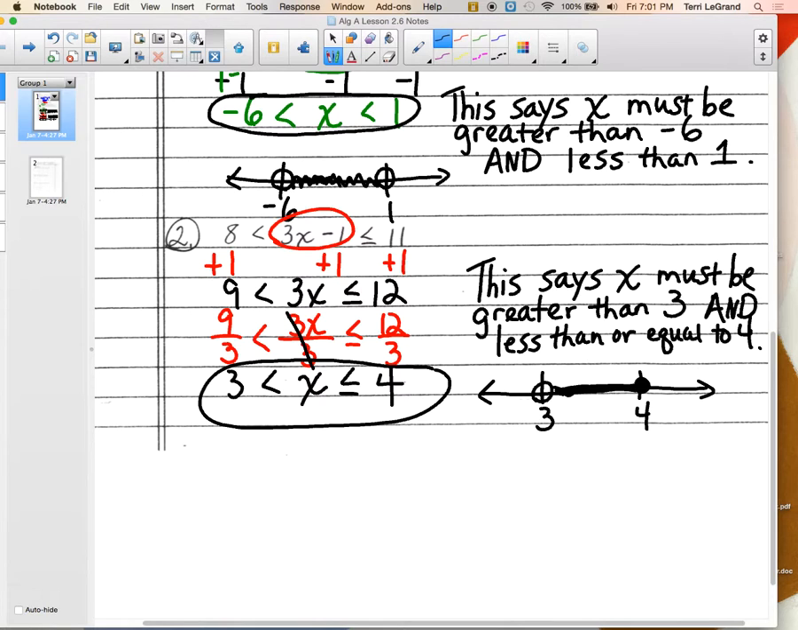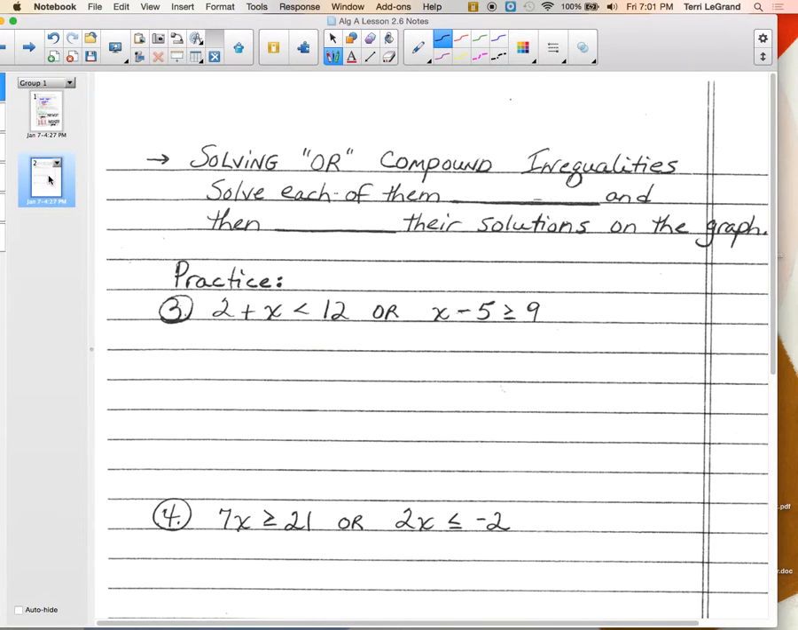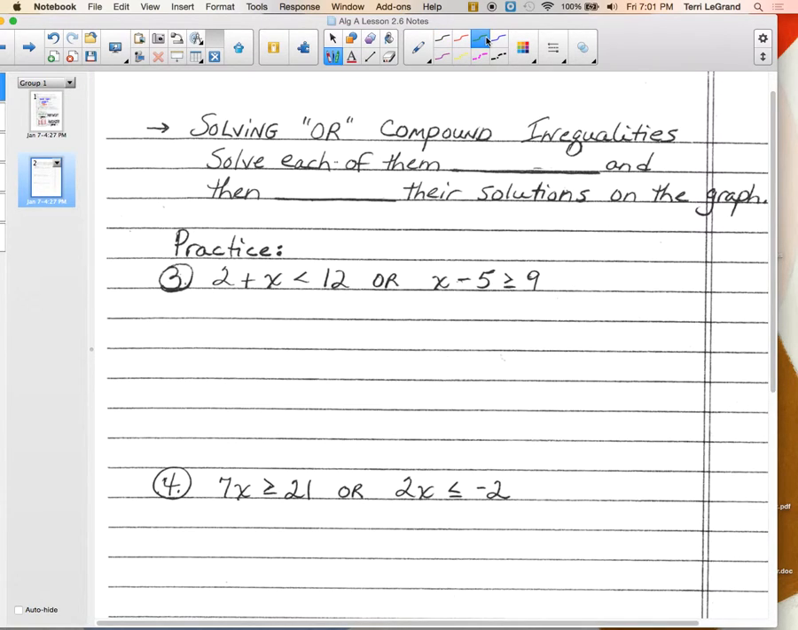Let's go to the back side, where we'll work with the other type, the or compound inequalities. So let's circle that word or so we know that that's what we're doing when we see these examples. When we have the or ones, they're actually written as two separate inequalities with the word or in between them. So we're going to solve each of them separately. So this is going to look familiar. Solve each of them separately and then combine their solutions on the graph. So we're just going to have one number line, even though we have two simple inequalities with the word or in between them.